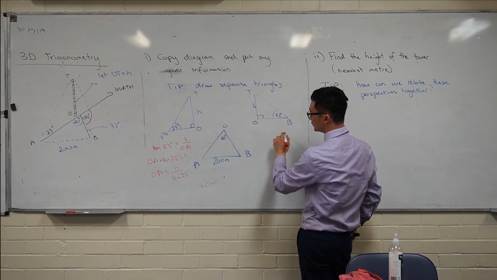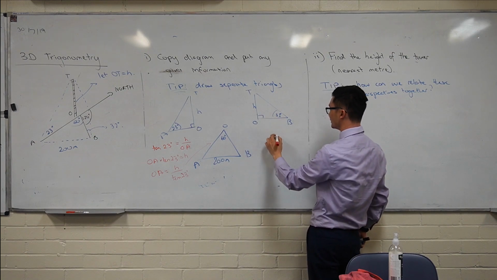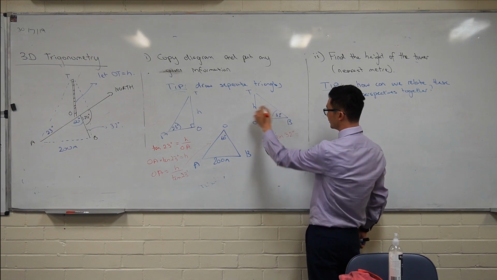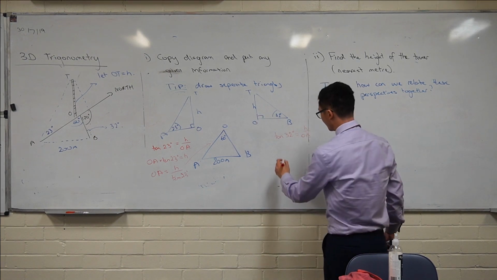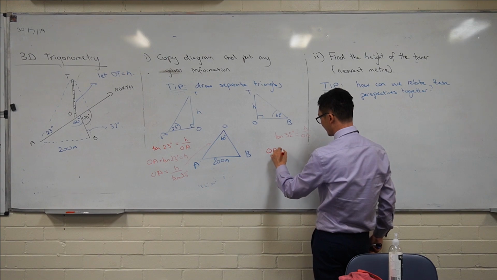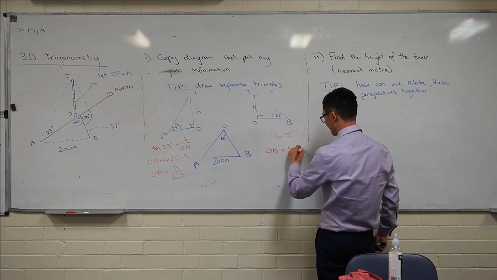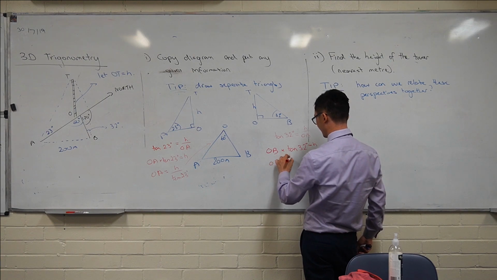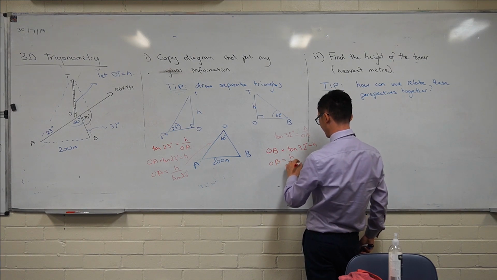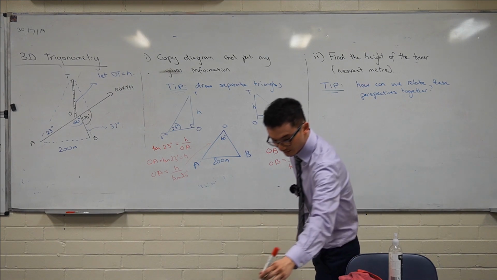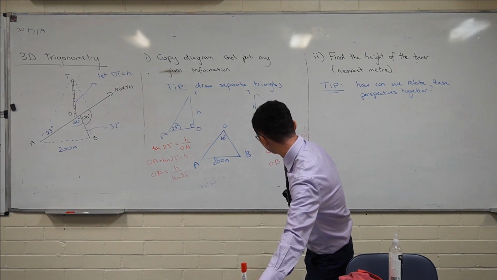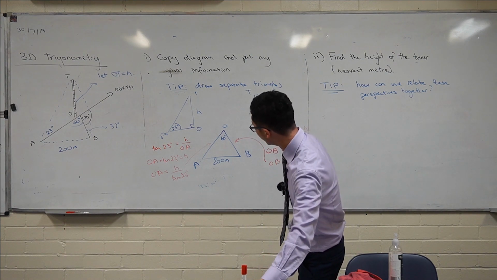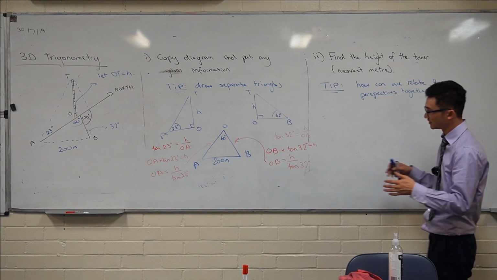Then let's do the same for here. Same opposite over adjacent: tan 32 degrees is equal to H on OB. Making it the subject again, OB times tan 32 degrees is equal to H, and so OB is equal to H on tan 32 degrees. So you can see I've related these together, and OB can be found there. Now that I've got these things in terms of H, can you start to see what's going to happen?